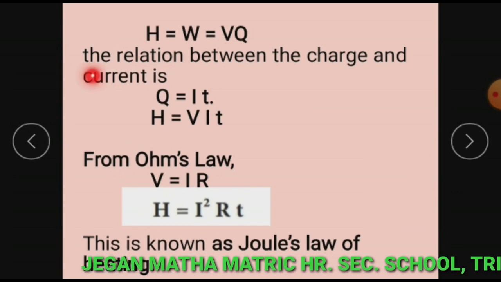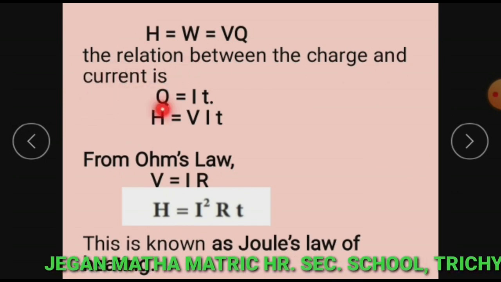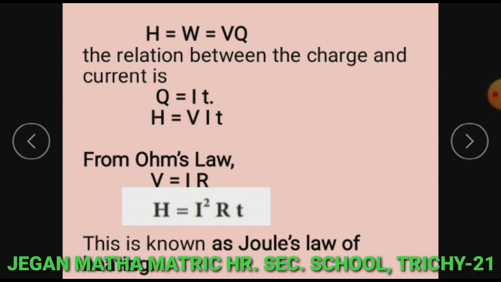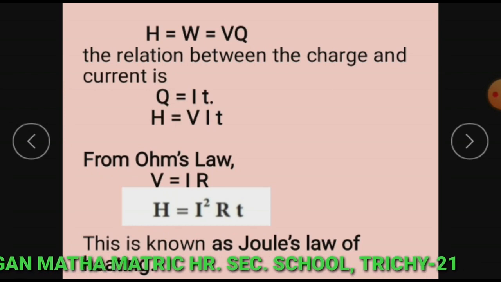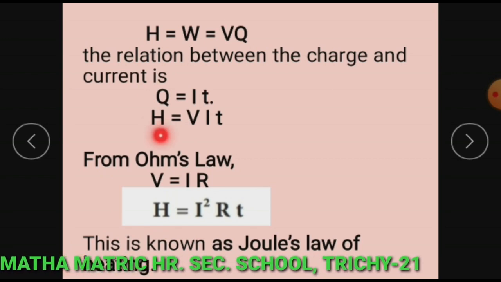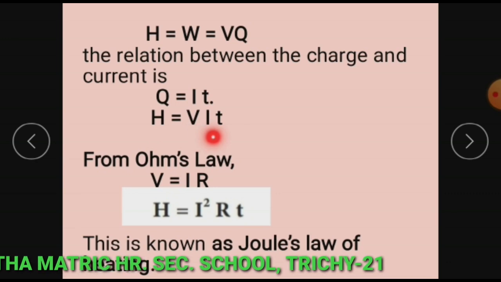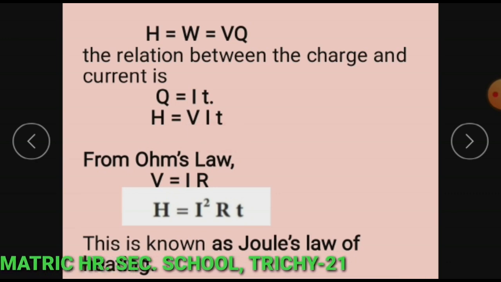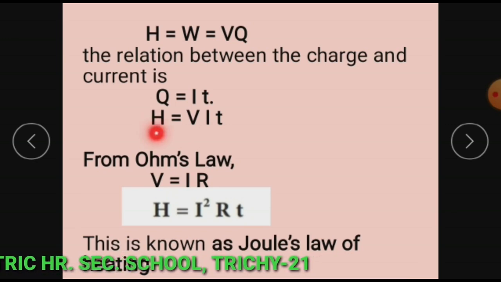The relation between the charge and the current is Q equal to I into t. Here Q is the charge, I is the current, and t is the time interval. Substituting the value of Q, H equal to V I t.